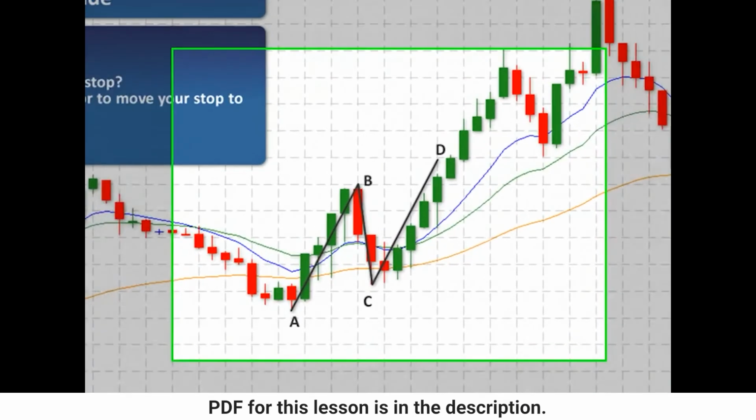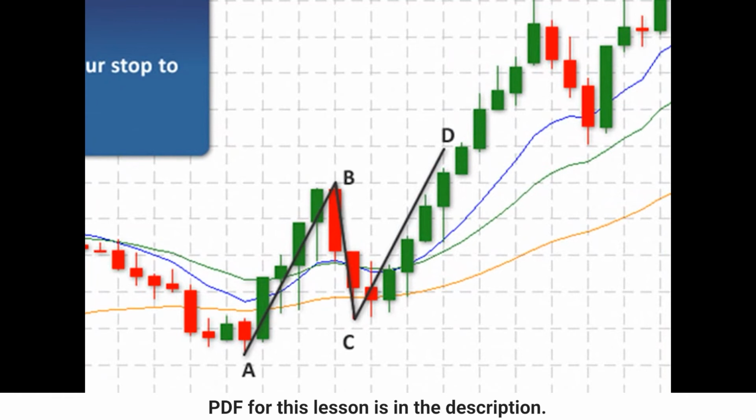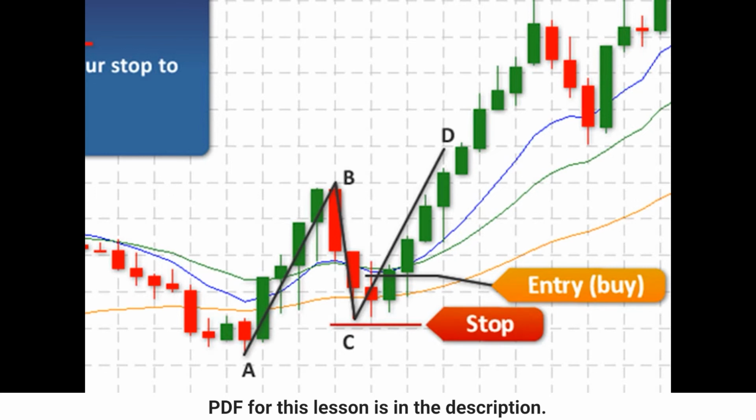And where are you going to be entering? Well, as with all the other trades, we are going to be entering at the 25% mark. Now 25% of the A to B move, obviously from point C, that's where we're going to be entering. And what about our stop? Our stop is going to be below point C.